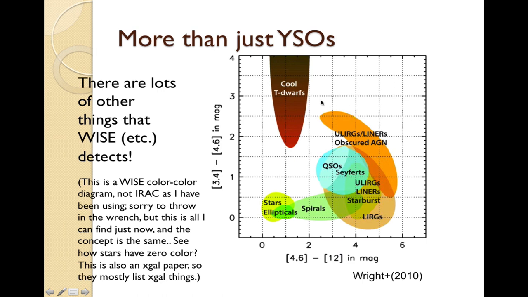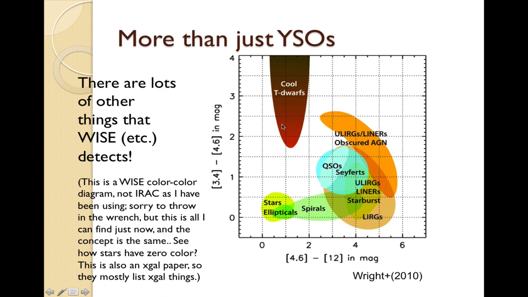That's a problem. T-dwarfs are so cool that the peak of that SED, I didn't make you any T-dwarfs, I stopped at M8 in that movie earlier. But if you keep going cooler and cooler and cooler SEDs, you can see that the peak of that SED is going to start moving into the infrared, which is why T-dwarfs, even without disks, don't have zero color.